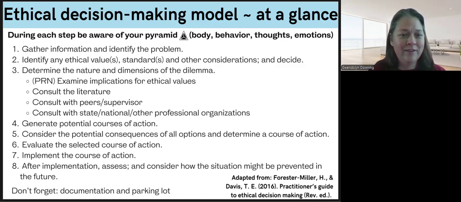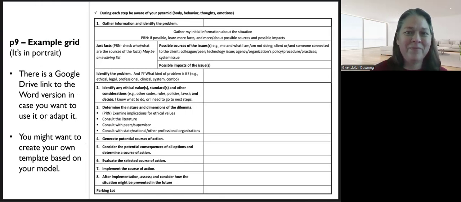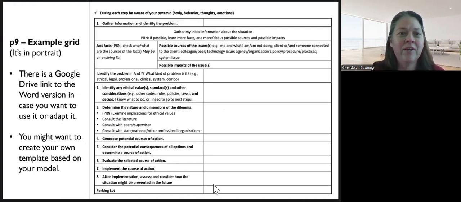glance. And on the note of documentation, on page 9 in your handout, there is an example grid. And in your handout, it is in portrait, okay? But it's this grid. Now, also in your handout, there's a Google Drive link to the Word version in case you want to use this grid and adapt it, all right? Obviously, you can also make your own template based on your model. There's no use reinventing the wheel if we can share them, right? Okay. Oh, and then if you're looking at this grid and going, that is a lot more than I saw in the at a glance, you are correct, but I will be covering all the elements.